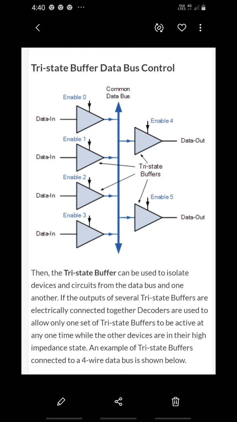So here is the tri-state buffer data bus. Here different data inputs and their enables are connected with the common data bus and produce the data output.